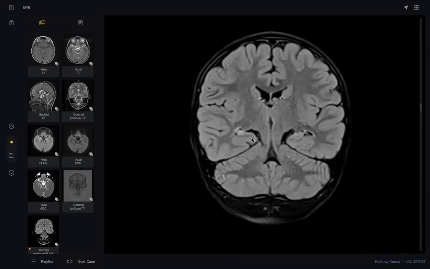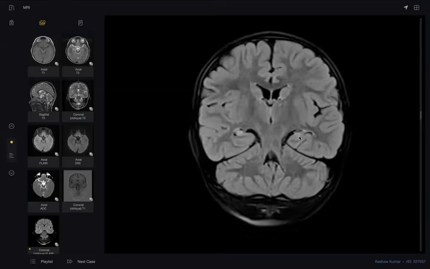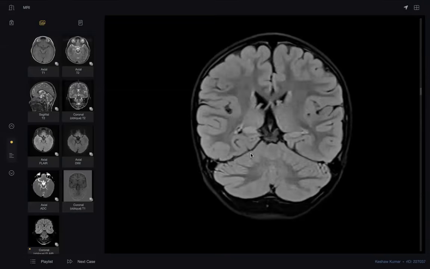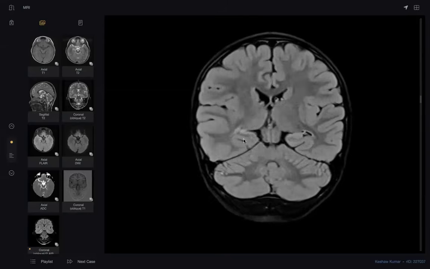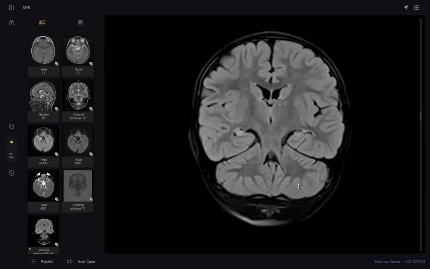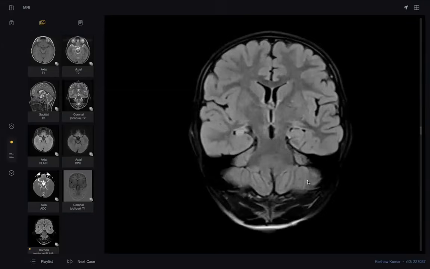So this area, the hippocampus and the parahippocampus. This part, I suspect, is normal volume. This part I think is reduced. Yes, this part. Okay. So, what is the criteria?